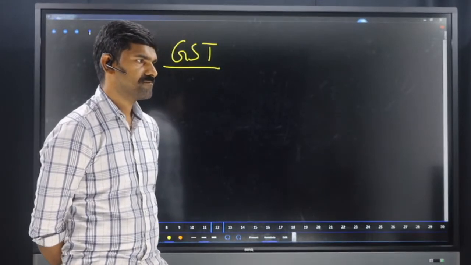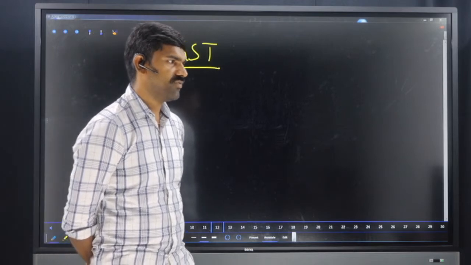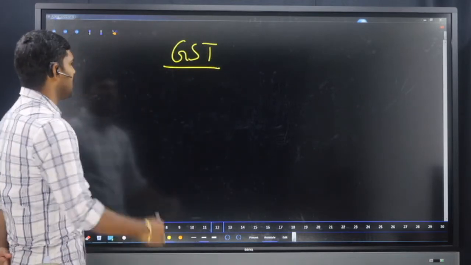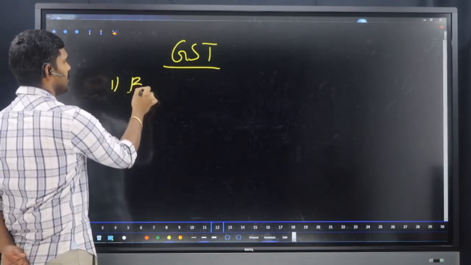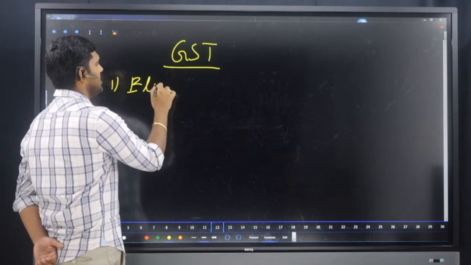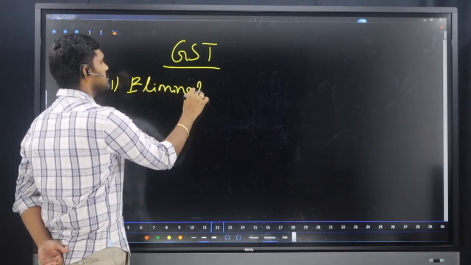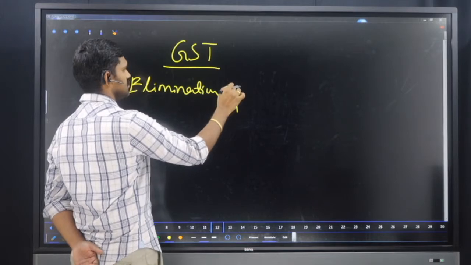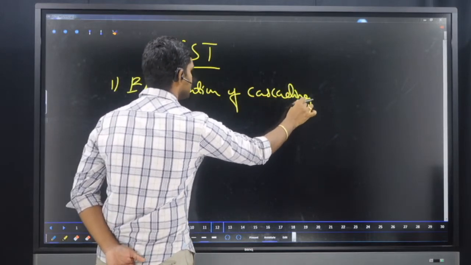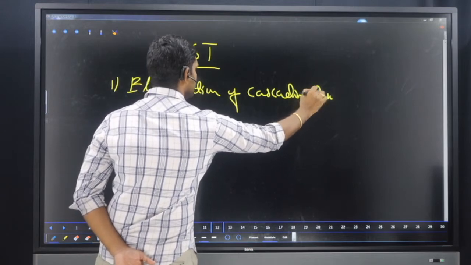Shravanti. Elimination of cascading tax. Very good, Mr. Ramarao. That is the right one. First one is nothing but elimination of cascading tax. Shravanti, if you want, I will discuss it, but not now.